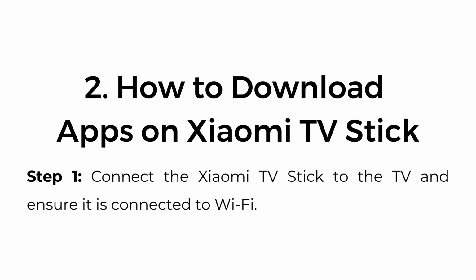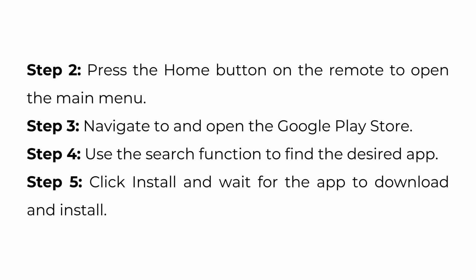2. How to download apps on Xiaomi TV Stick. Step 1. Connect the Xiaomi TV Stick to the TV and ensure it is connected to Wi-Fi. Step 2. Press the home button on the remote to open the main menu. Step 3. Navigate to and open the Google Play Store. Step 4. Use the search function to find the desired app. Step 5. Click Install and wait for the app to download and install.